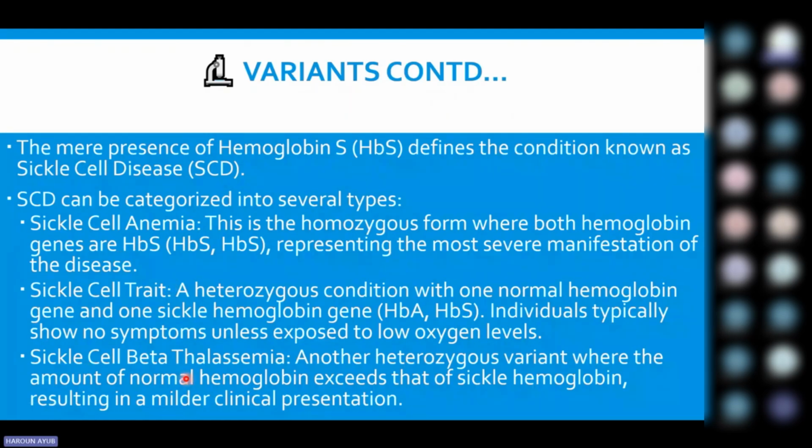We also have sickle cell beta thalassemia. This is another heterozygous variant where the amount of normal hemoglobin exceeds that of the sickle hemoglobin, resulting in a milder clinical representation. And all three conditions you will see being reported in the electrophoresis report.